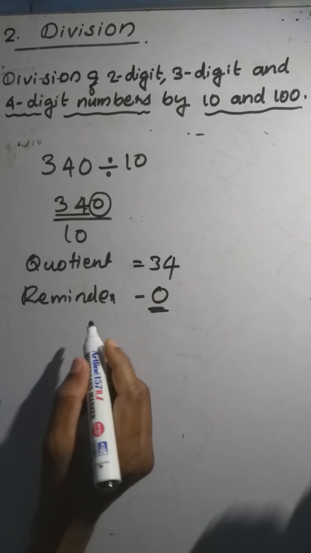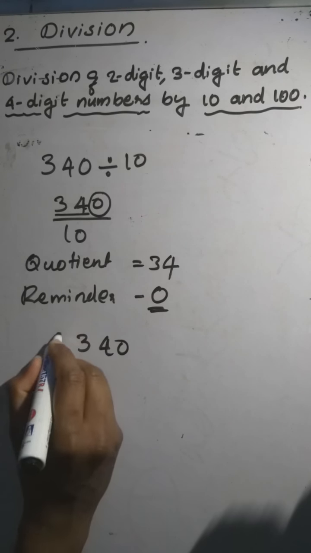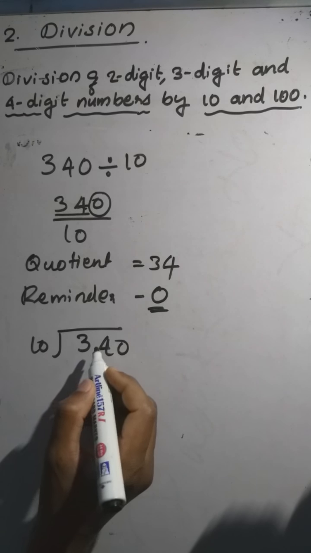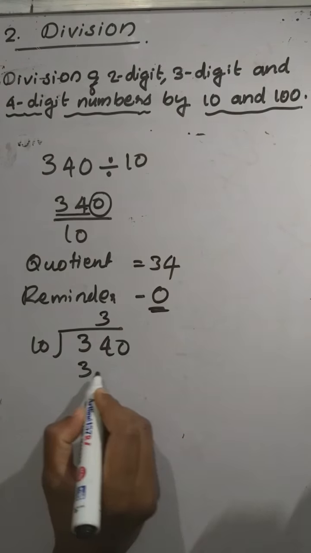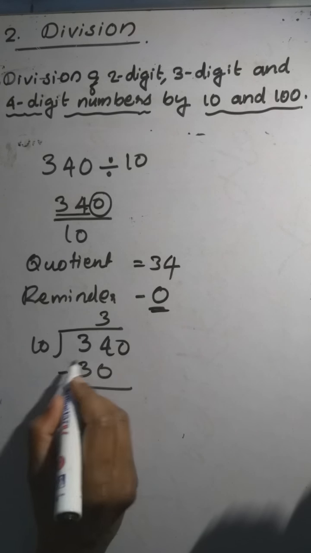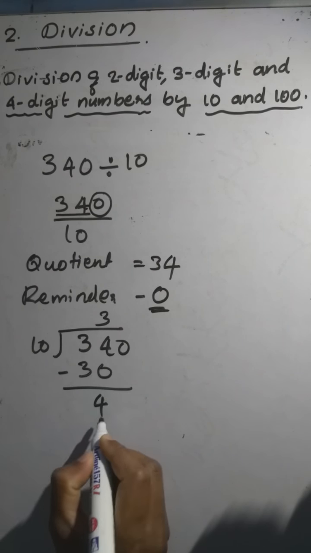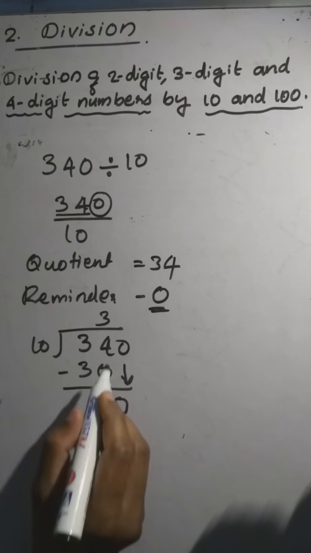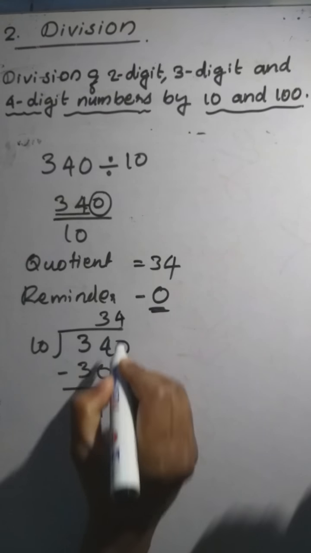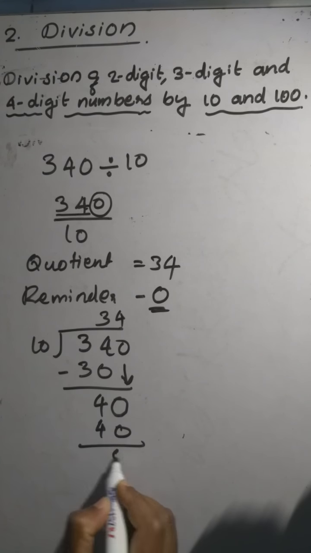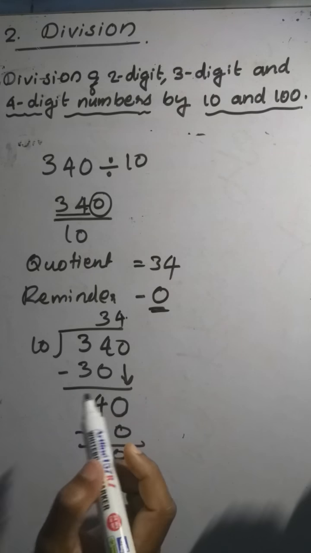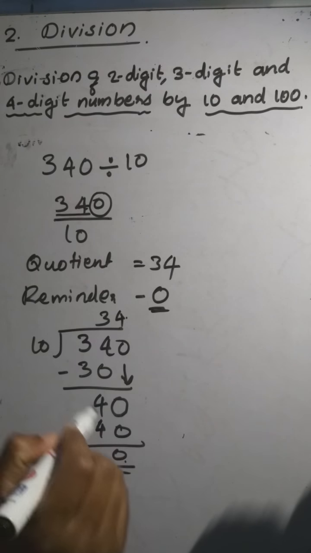Let's check whether it is true or not. 340 divided by 10. How many tens are there in 30? 3 tens are 30. And 34 minus 30, 4 we got, and 0 we write here. So how many tens are in 40? 4 tens are 40. So 40 minus 40 is 0. Here we got the remainder as 0, quotient 34. So we got this answer without doing the division process.